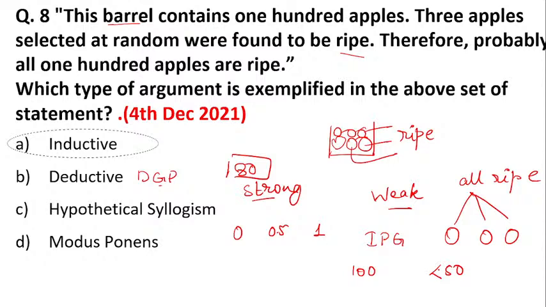For example, here 100 apples are there. If you are taking more than 50 apples, this is an example of a strong inductive argument. And if you are talking about less than 50 apples, this is a weak inductive argument. So the right answer is A over here. I hope everyone got it. If anyone has any doubt, please let me know.